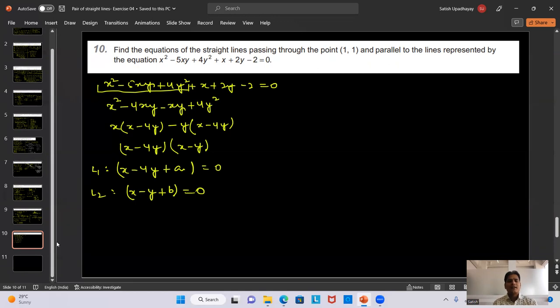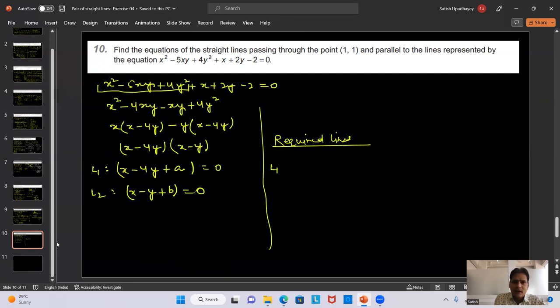Okay, and now we have to find the equations of lines which are parallel to these two lines and passing through this point. So if we see, we don't actually need to find the values of a and b. That is not required. That is not our target. Our target is to find the equation of lines which are parallel to these lines. So let me say our required lines will be of this form.